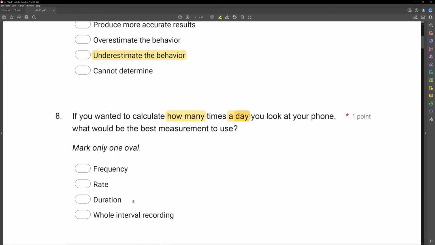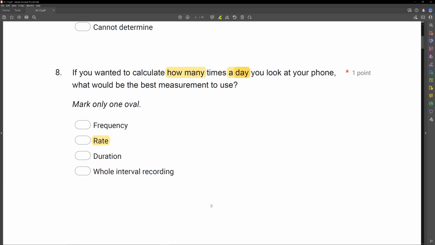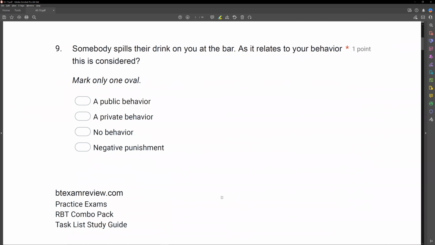Duration is simply just a time component. So how long do you look at your phone? That would be duration, not how many. And then whole interval. Well, if we're going a full day, we're not going to use whole interval because whole interval is just a sample. So if you wanted to calculate how many times a day you look at your phone, you would use rate, count over time. How many a day? 11 times per day. And then finally, 9, somebody spills their drink on you at the bar.